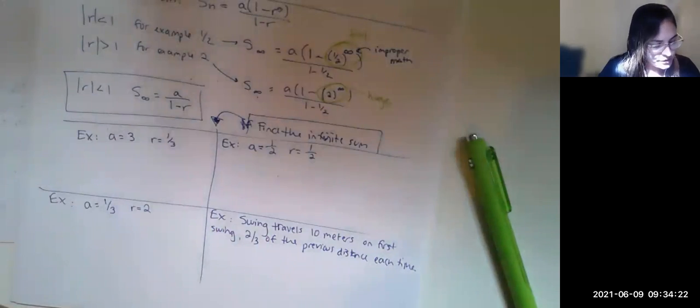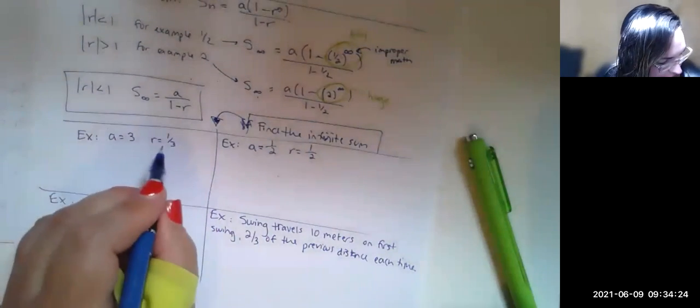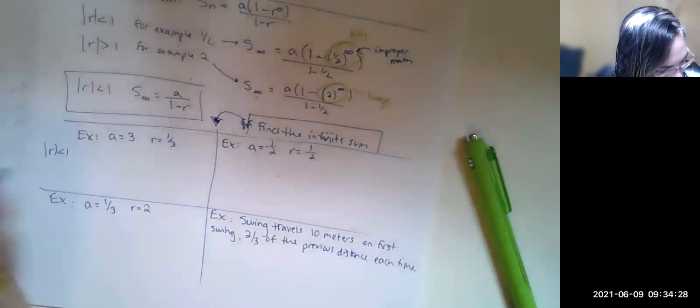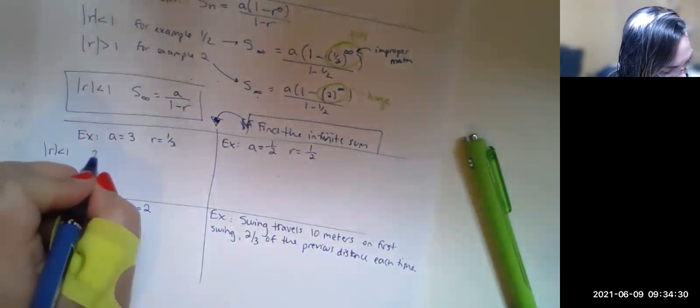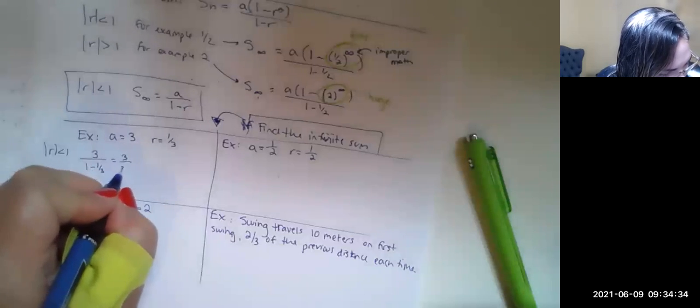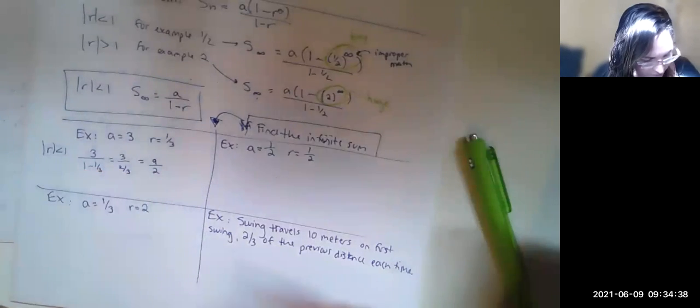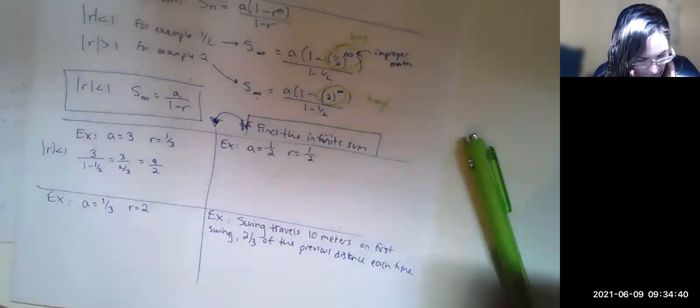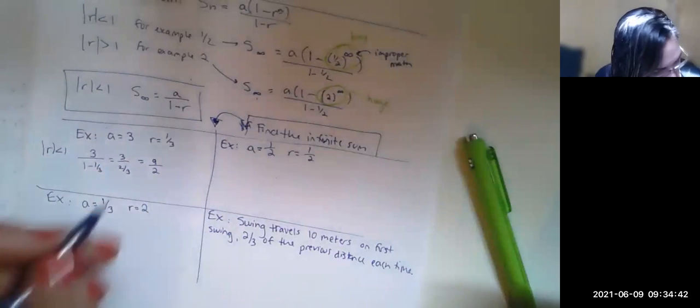All right, so with the first, it's pretty straightforward. We see that our absolute value of R is less than 1, so we can apply the formula. So 3 over 1 minus 1/3 is 3 over 2/3, which is 9 over 2, or 4.5.